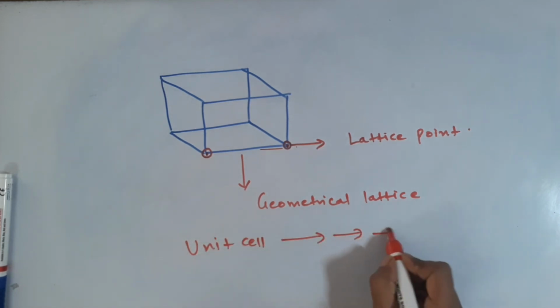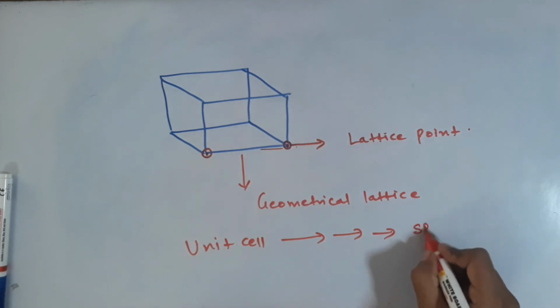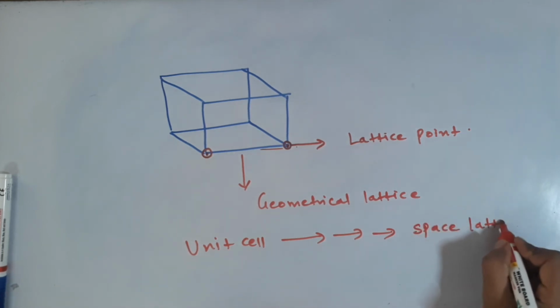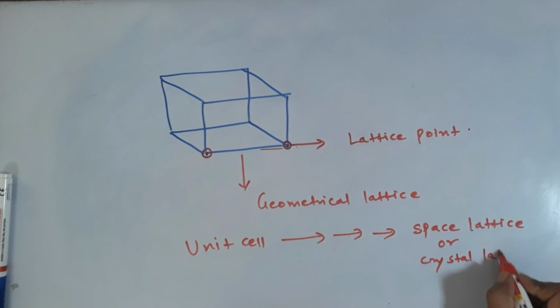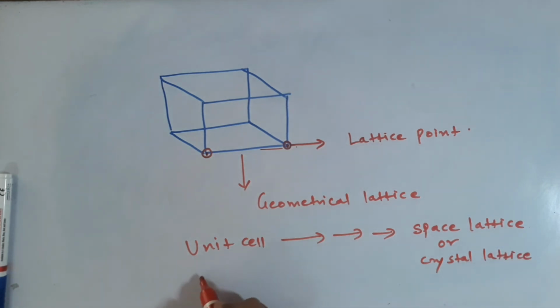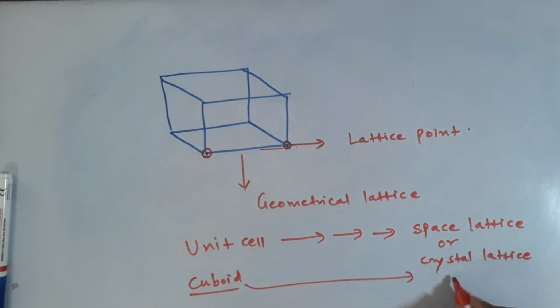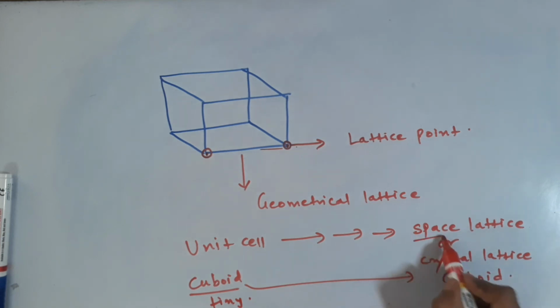And how do we characterize a particular unit cell? If we repeat it again and again, we get a big crystal known as a space lattice, or it can be called a crystal lattice as well. For example, if you take a small unit cell which looks like a cuboid, and repeat this cuboid in all 3 dimensions, you will get a big cuboid, which will be my big crystal lattice or space lattice. So the tiny unit cell eventually becomes a big crystal lattice or space lattice.